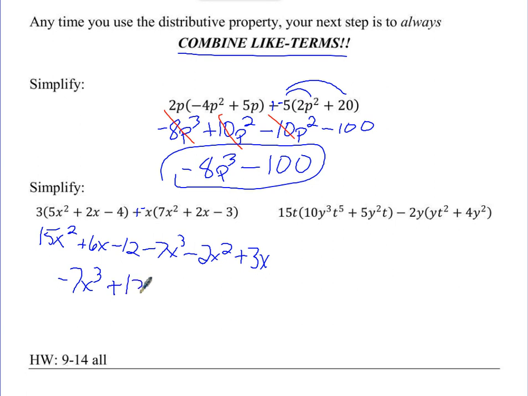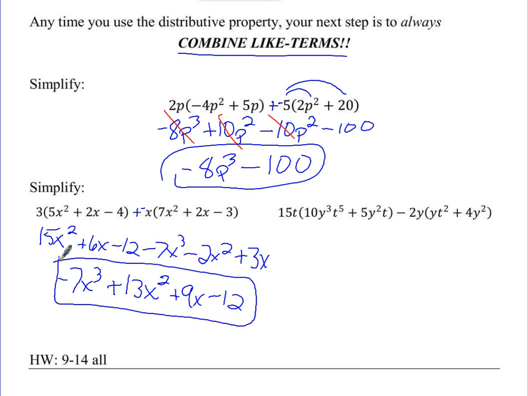So what do I write? Plus 13x to the what? Squared. We're combining like terms. The variable and the exponents don't change. We had 15x squared. We took away 2x squared. And we wound up with 13x squared. Then what? 6x plus 3x plus 9x minus 12. There you go. X to the third, x squared, x, and then that negative 12, x to the 0. There's your answer.